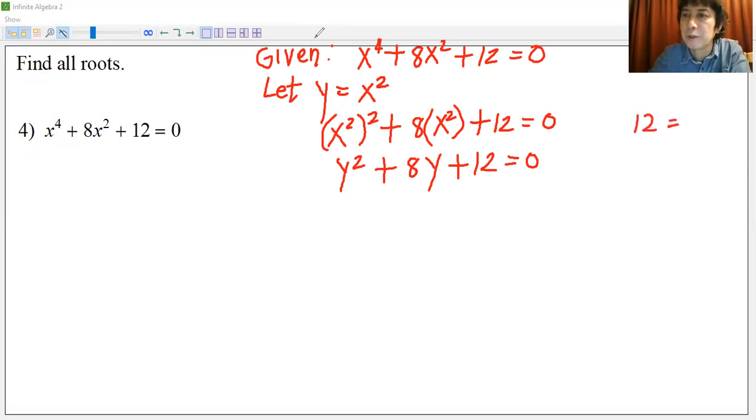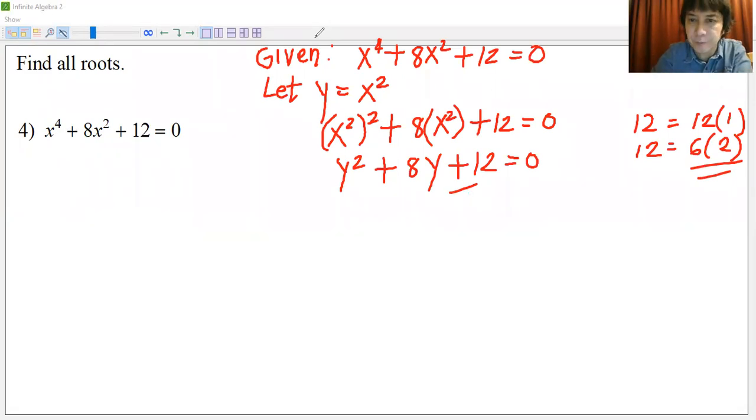12 is 12 times 1. 12 is 2 times 6. Okay, that looks like the one we need. The factors 6 and 2 when added give 8. All right, so how come we have to add? That's a 12 with a plus sign there. That's why we need to add this time. And so we can make use of 6 and 2 for our factors.